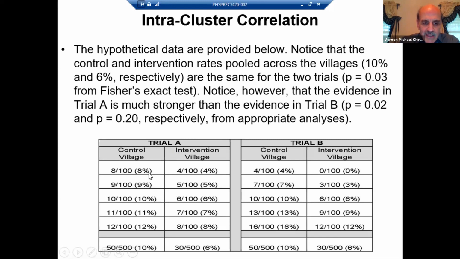If you examine trial A, you'll notice that in the control villages, the rates range from 8% to 12%. In the intervention villages, they range from 4% to 8%. So there's less variability across the villages, first for the intervention and then for the control. When you examine trial B, though, you'll notice there's much more variability across villages. In the control villages, the rates range from 4% to 16%. And in the intervention villages, the rates range from 0% to 12%.